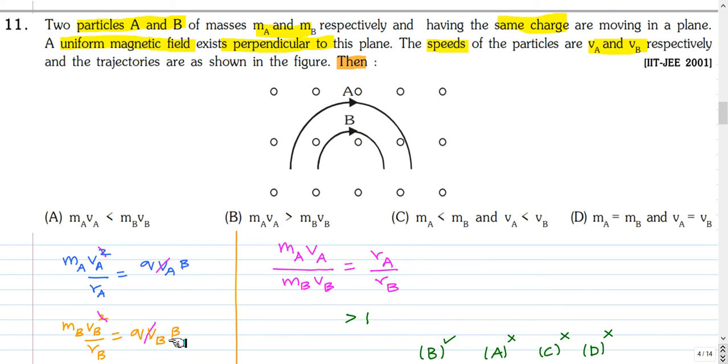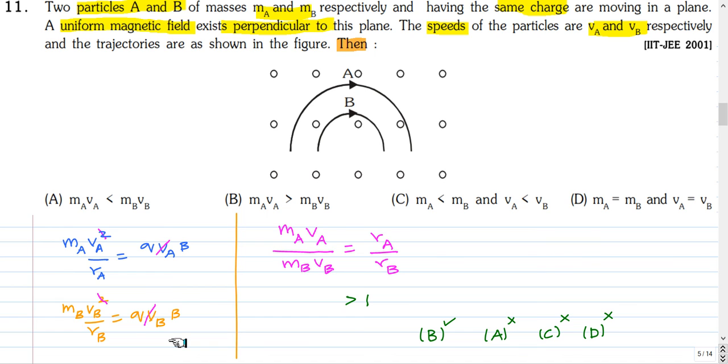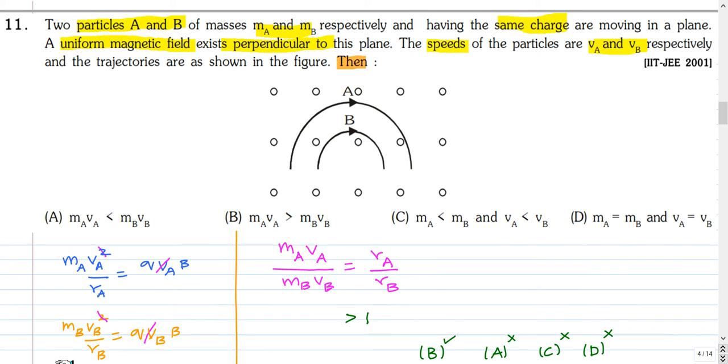The force acting on a charged particle moving in a circular path is qv cross B, and v and B are perpendicular, so it's q into v into B. That should be equal to the centripetal force mv square by r. And similarly for the particle B, so dividing these two we get ma into va by mb into vb as Ra by Rb, and radius of A is greater than radius of B, so the right hand side is greater than 1. So ma va is greater than mb vb. Correct option is option B.